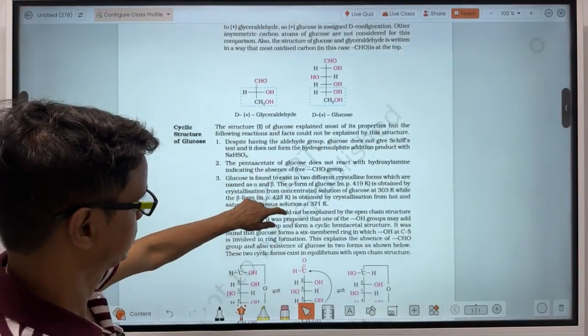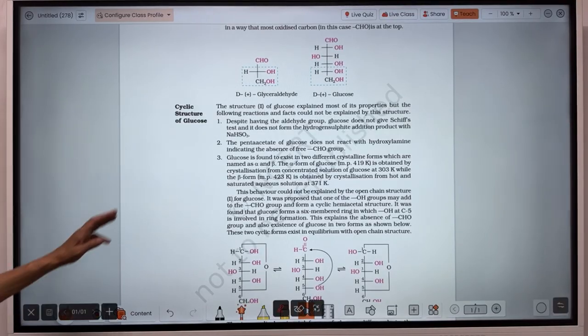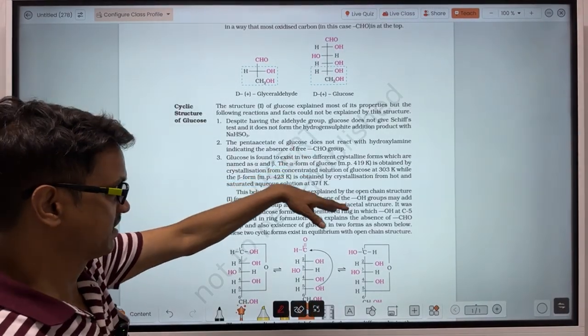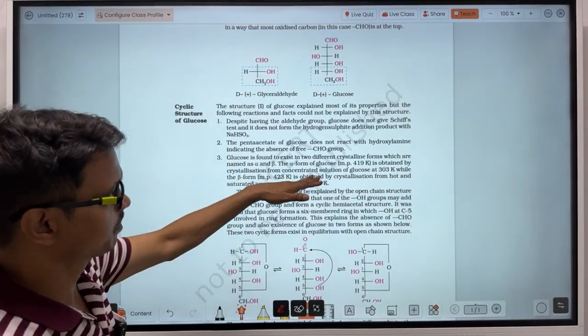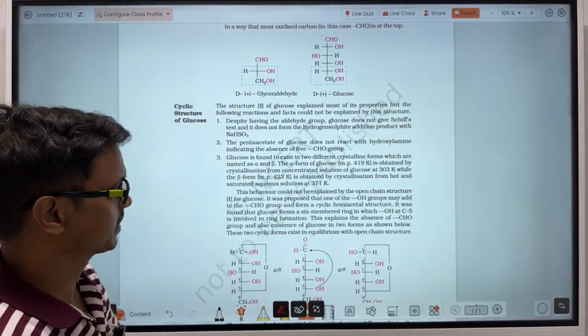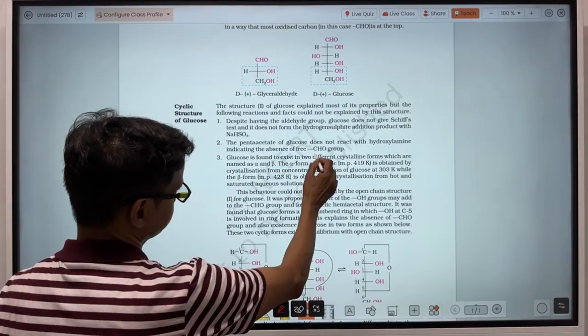Next one, the glucose pentaacetate form here. When you react glucose with acetic anhydride, there is formation of pentaacetate, but that pentaacetate does not react with hydroxylamine. So that indicates the absence of CHO.